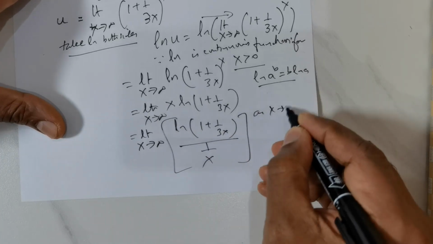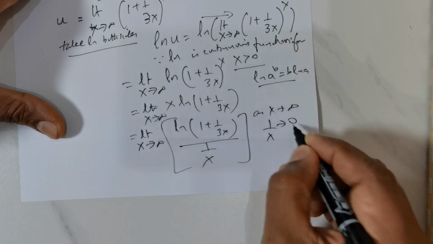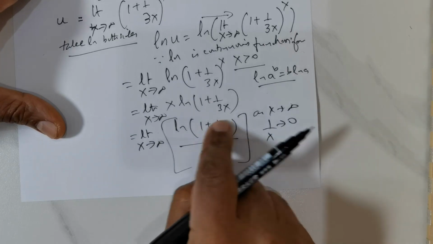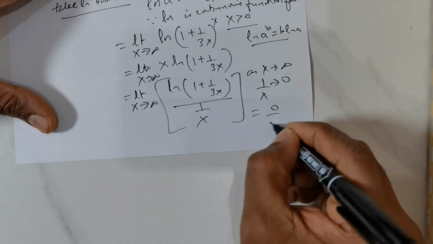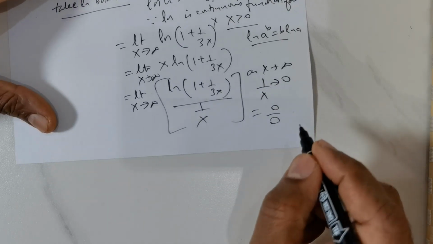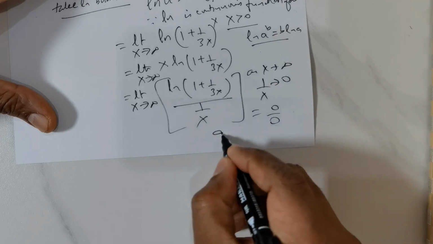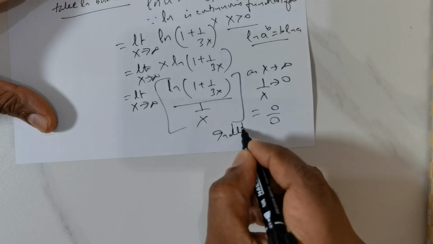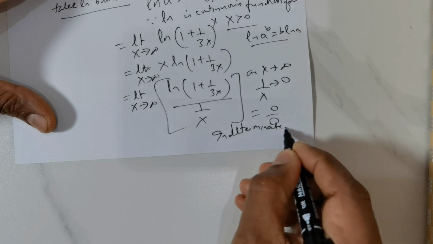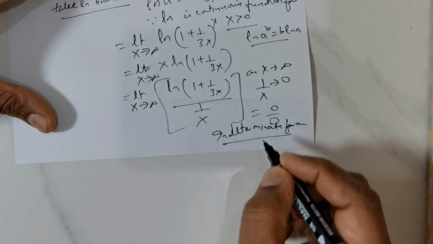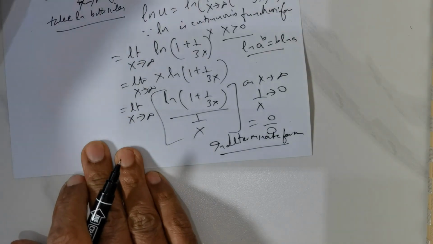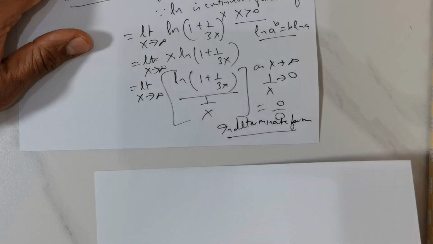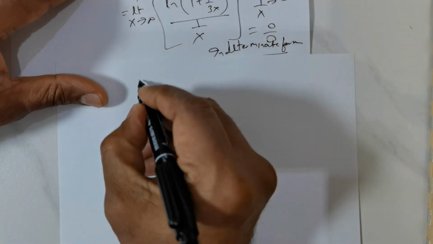Now as x tends to infinity, 1/x will tend to 0. So this is going to be producing me 0 by 0 form. Fair enough, this is indeterminate form. Now having got this indeterminate form, I will apply the L'Hopital rule. Let me take a new page so that this question is always in the frame. So we are going to be applying L'Hopital rule.